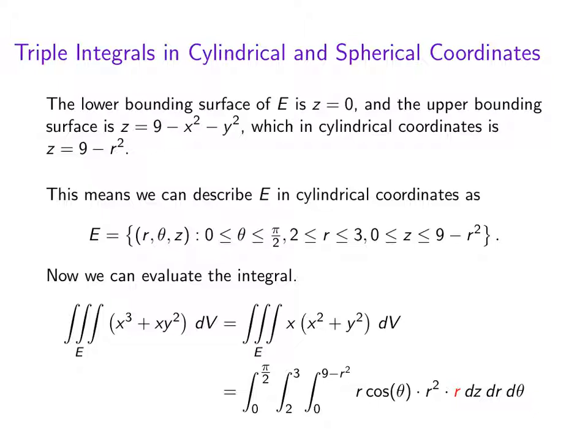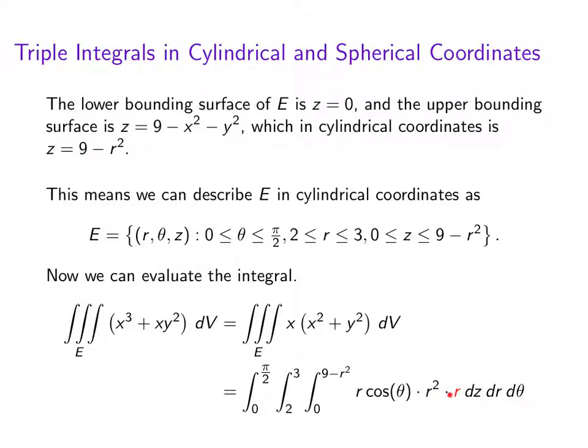And so, when we write down our integral, we'll get the integral from 0 to pi over 2, the integral from 2 to 3, the integral from 0 to 9 minus r squared. So outer to inner is theta, r, and z. Then this x here gets converted into r cosine theta. This x squared plus y squared gets converted into r squared.